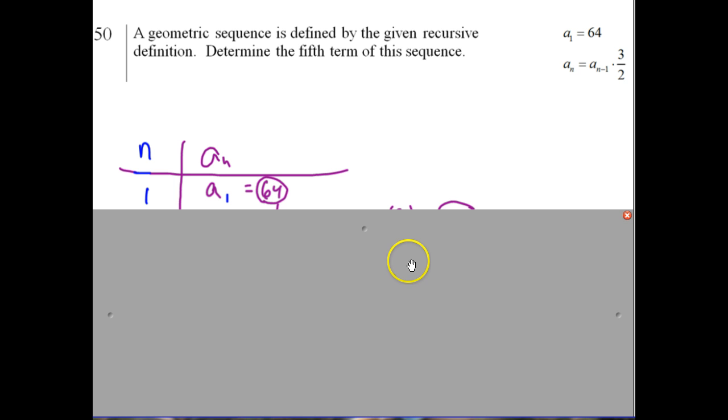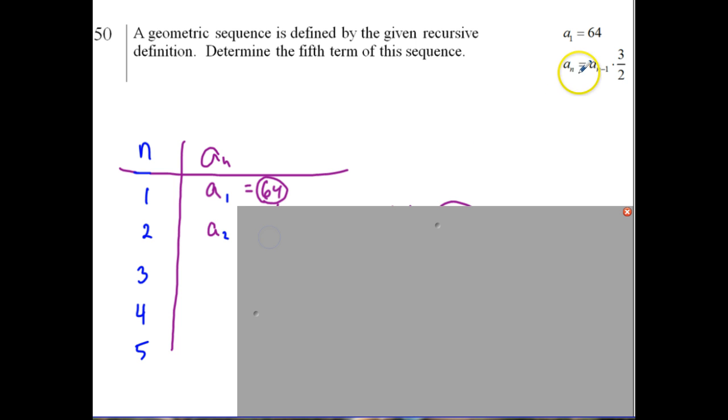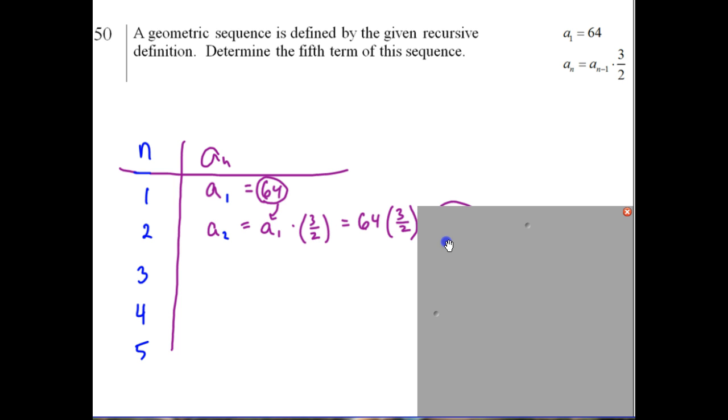This next recursive sequence is geometric because we're multiplying by 3/2. So I'm going to do a similar layout. We've got n in a color. The first term is given to us, 64. Now to find the next term, that's where n equals 2. A sub 2, well, it says you're going to take a sub 2 minus 1, the term that came before, basically, and multiply by 3/2. So we're going to take the 64, multiply by 3/2, it's 96.